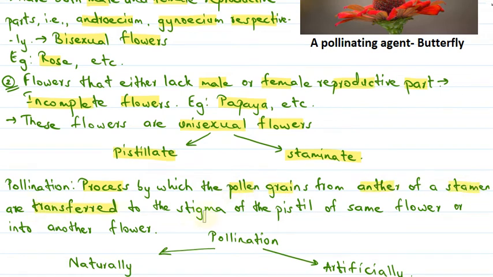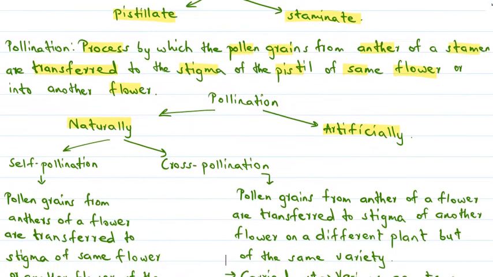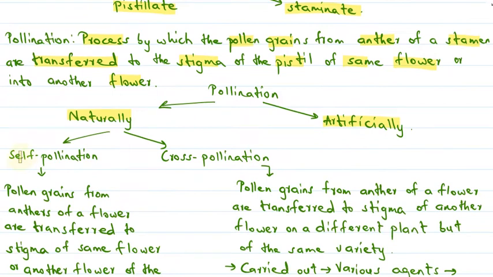They are transferred to where? They are transferred to the stigma of the pistil of the same flower, or into some other flower. Okay, so this pollination can be either natural or artificial. So natural pollination can again be of two types, that is either self-pollination or cross-pollination.